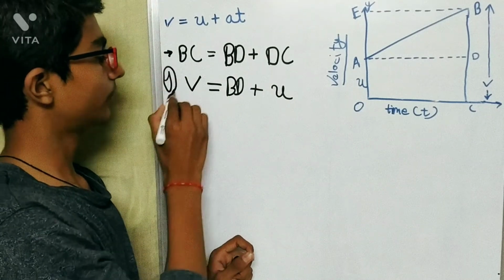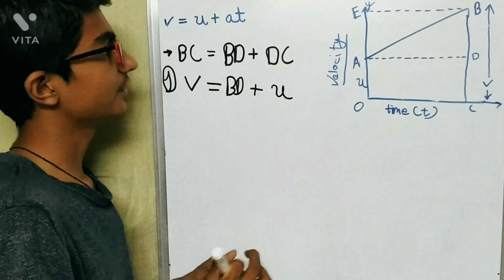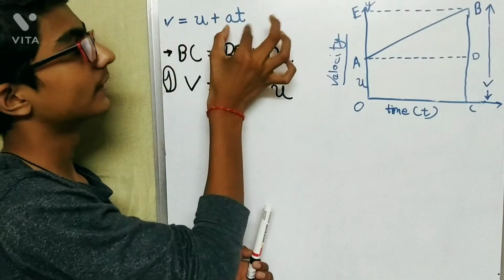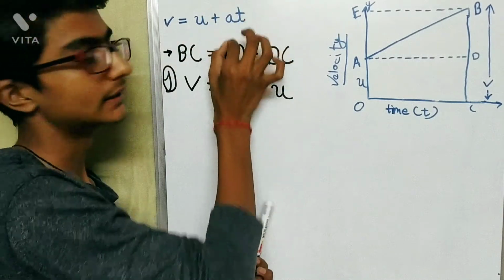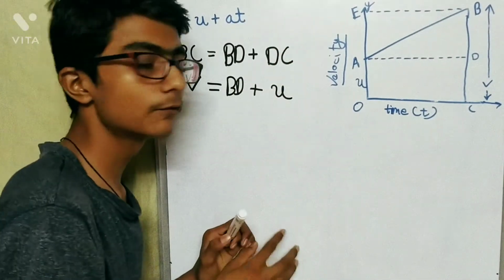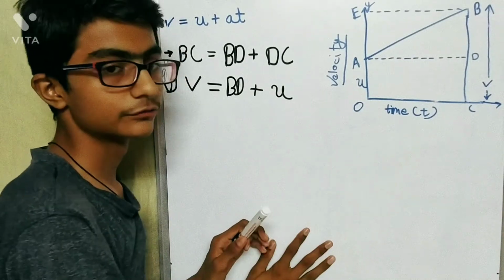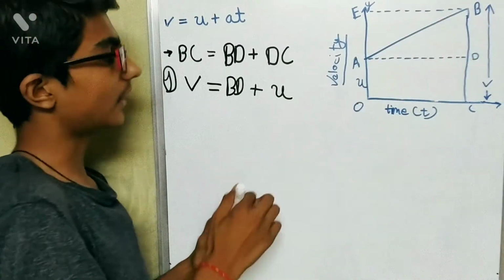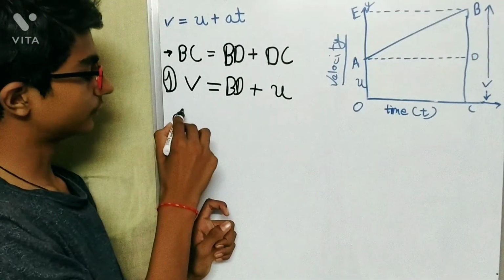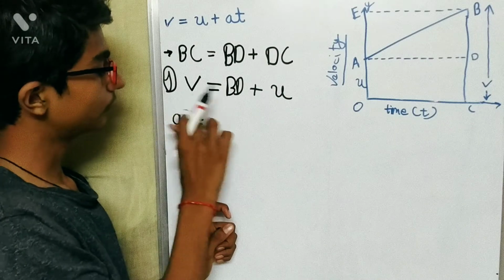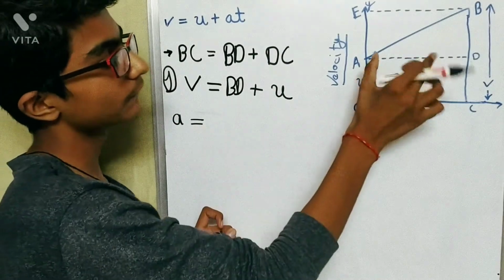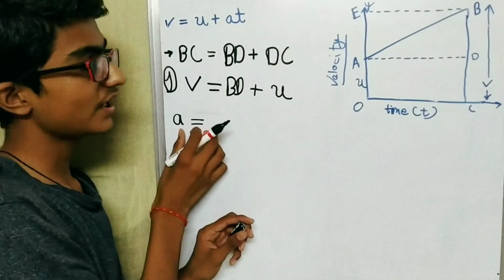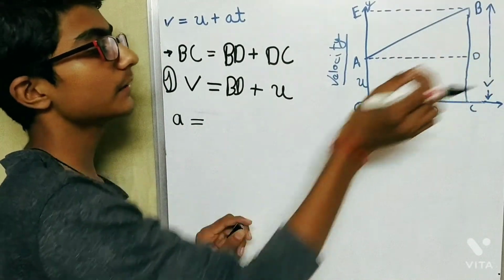So here our equation number 1 came. Here it is v, and u is there. Now how to get this at? For that you will have to find acceleration. How to find acceleration in this graph? Acceleration a is equal to the slope of ABD.